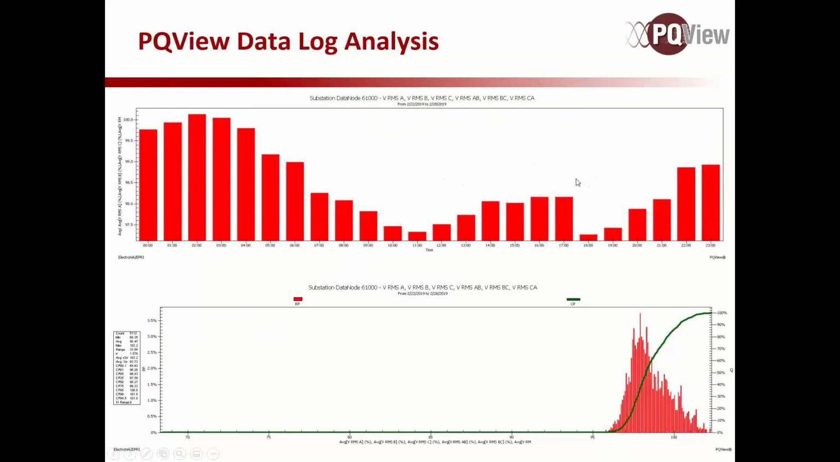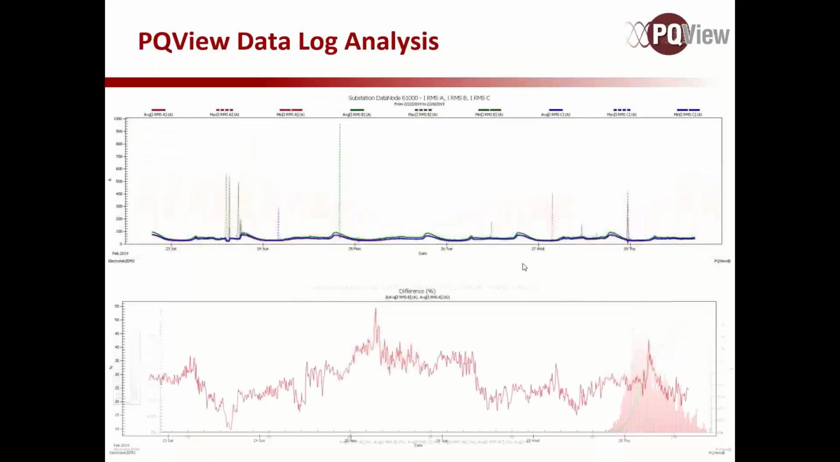Here we're showing the profile chart above a histogram chart. The histogram gives you some statistical analysis about what the value you're looking at, in this case voltage, was over the time frame. And then the profile chart here is showing the same thing, just over hour bins. So from 0 to 1, midnight to 1 o'clock in the morning, 1 o'clock in the morning to 2, that type of thing.